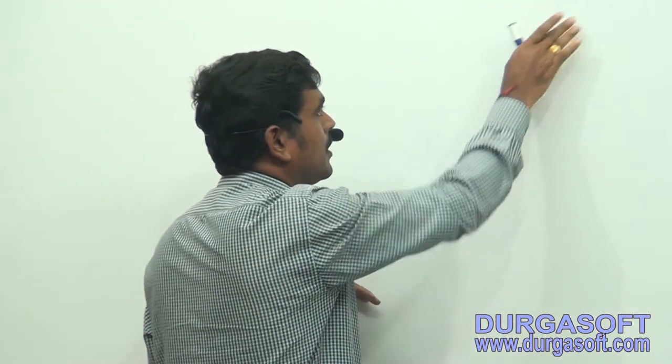Now we'll see the first level cache. What is the first level cache? Now try to understand here. This is my database.